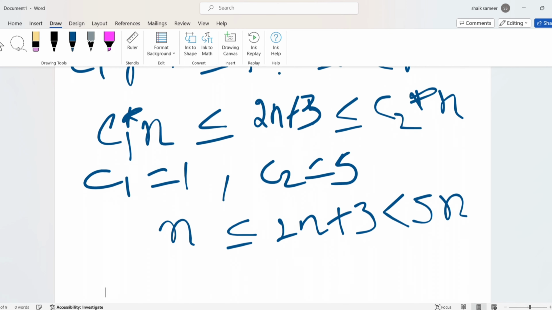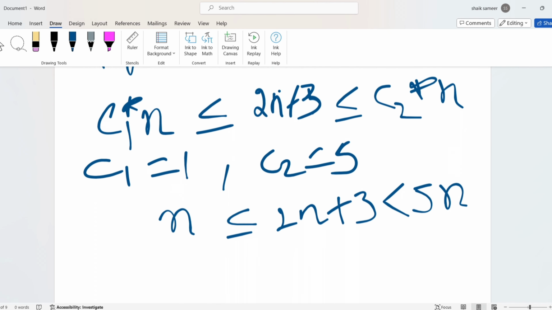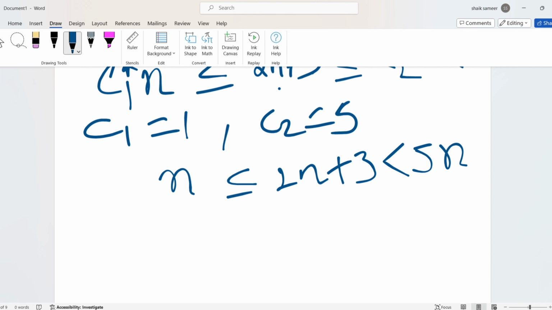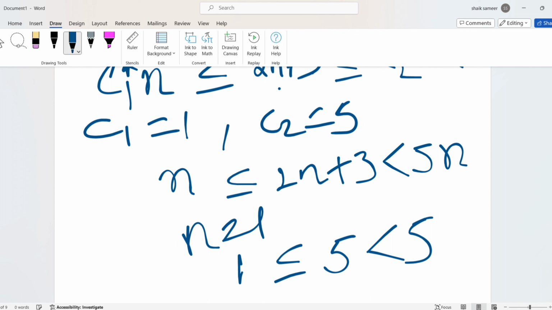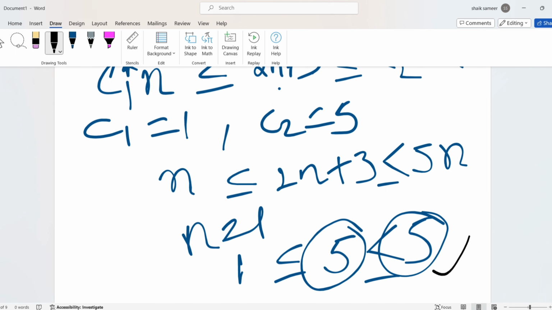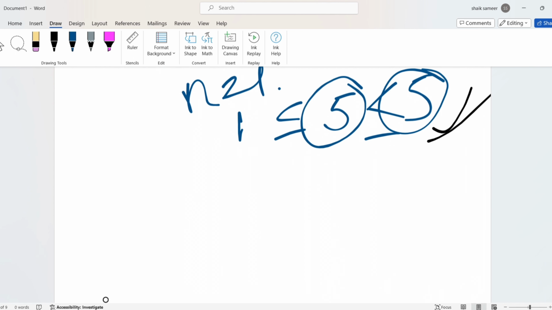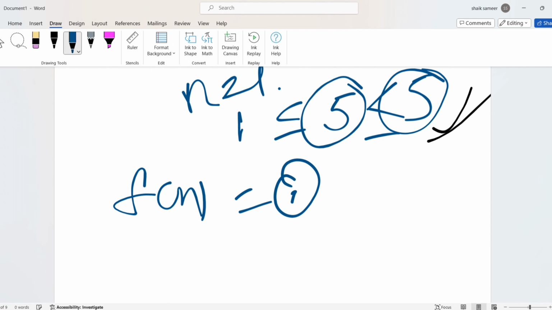So I will get n less than or equal to 2n plus 3 less than or equal to 5n. If I substitute n equal to 1, 5 lies between these two values. This condition becomes true. So the answer is f of n equal to big theta of g of n.